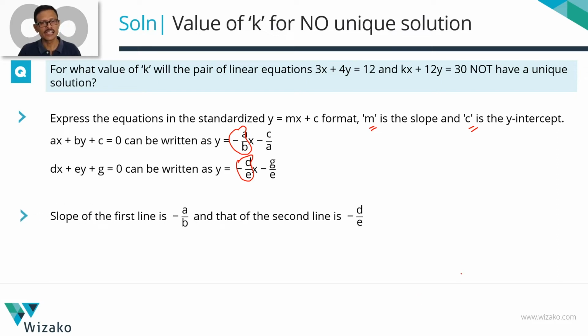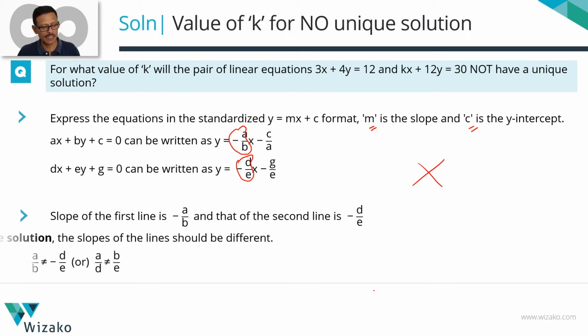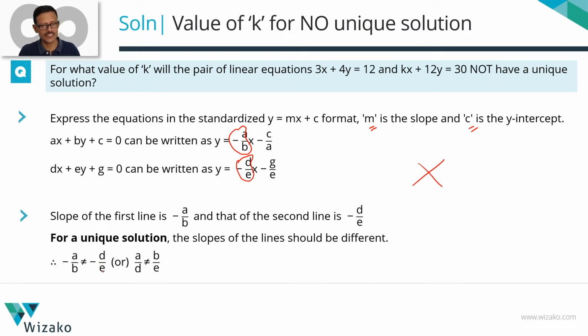We realize that they'll have a unique solution when their slopes are different, which essentially means minus a by b should not be equal to minus d by e. Let's rewrite it by cancelling the negative signs: a by d, taking the d to the denominator and b to the numerator, a by d should not be equal to b by e, for these two straight lines to have a unique solution, or these two equations to have a unique solution.